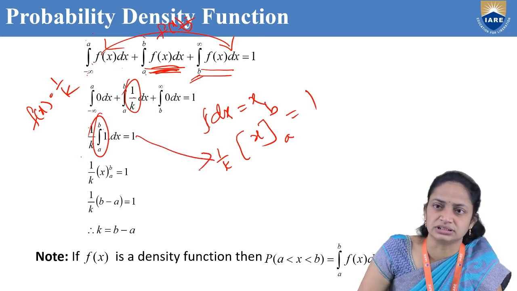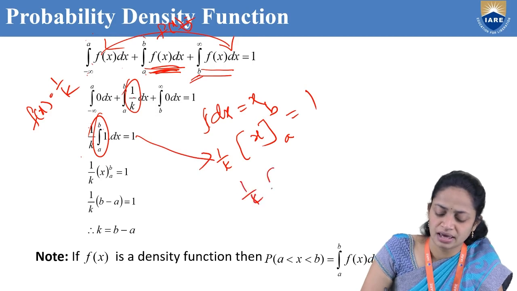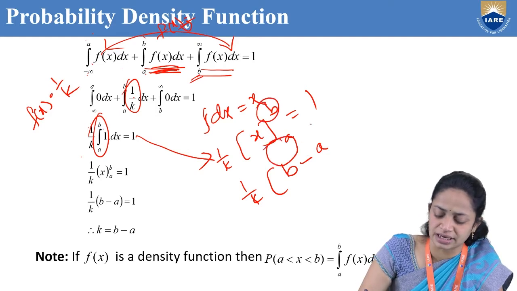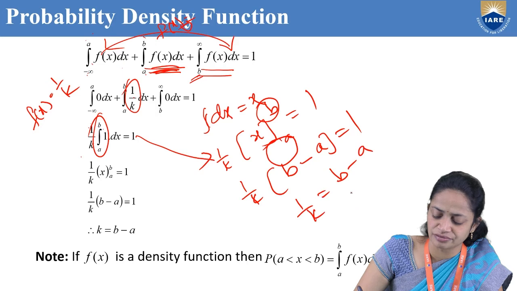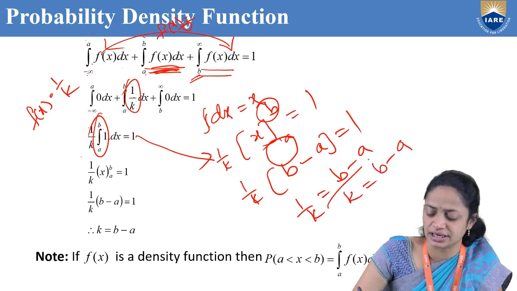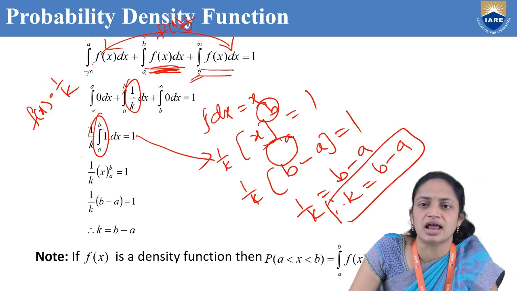So 1 by k, upper limit minus lower limit. Here the upper limit is b and the lower limit is a, so b minus a. That is equal to 1. So 1 by k times (b minus a) equal to 1, and k equal to b minus a. So this is our k value.